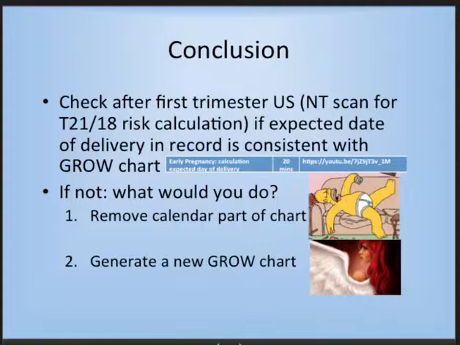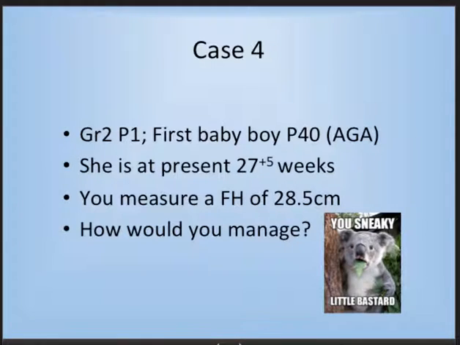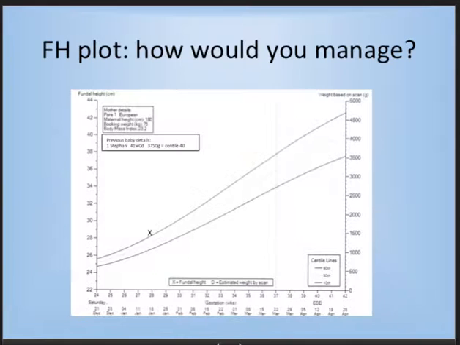Let's now move to case 4. Gravida 3, Para 2, first baby boy was the 40th percentile. She presents at 27 weeks and 5 days, and you measure a fundal height of 28.5 centimeters. How would you manage? Another sneaky one.